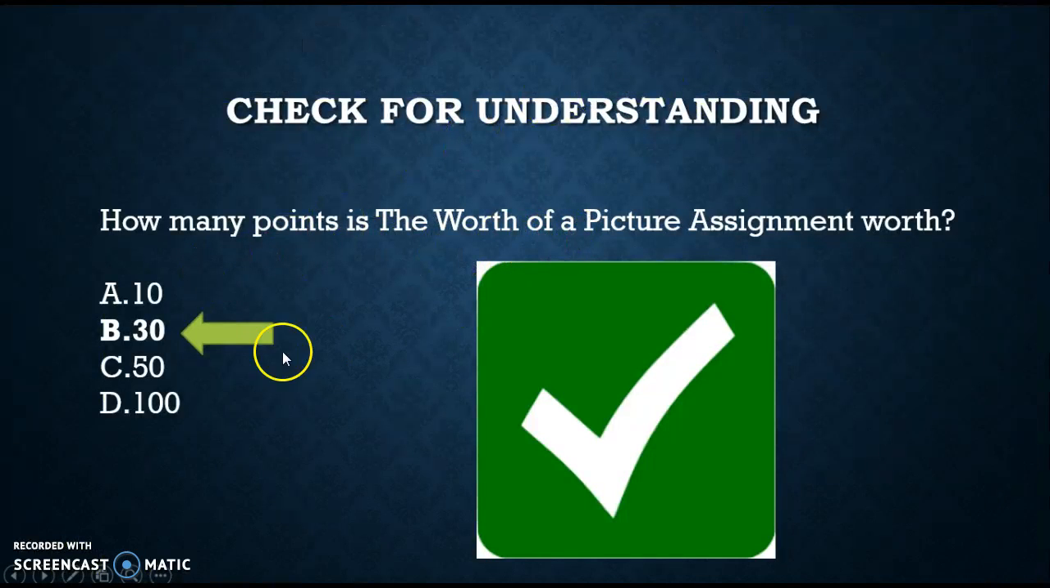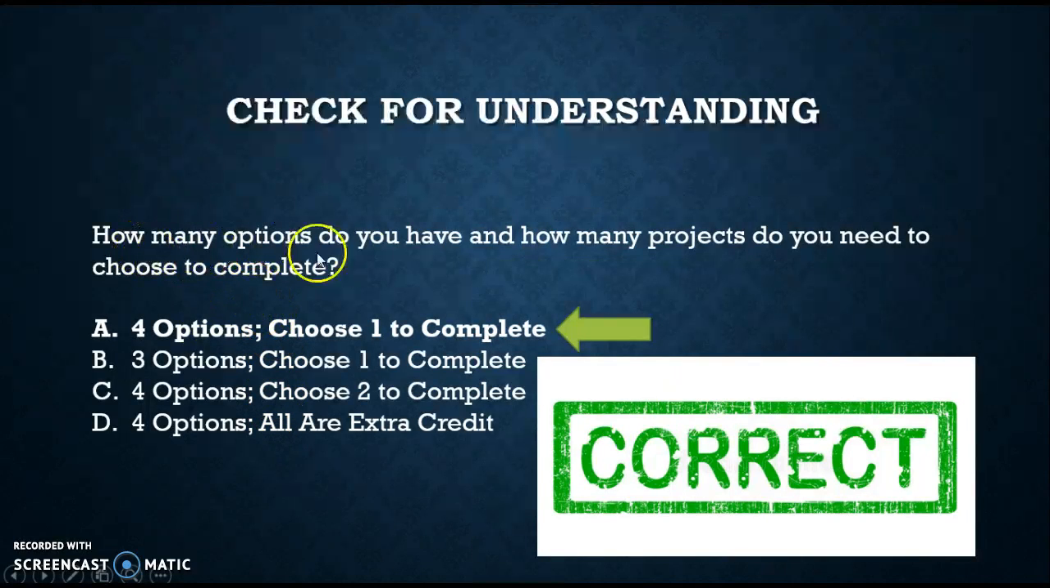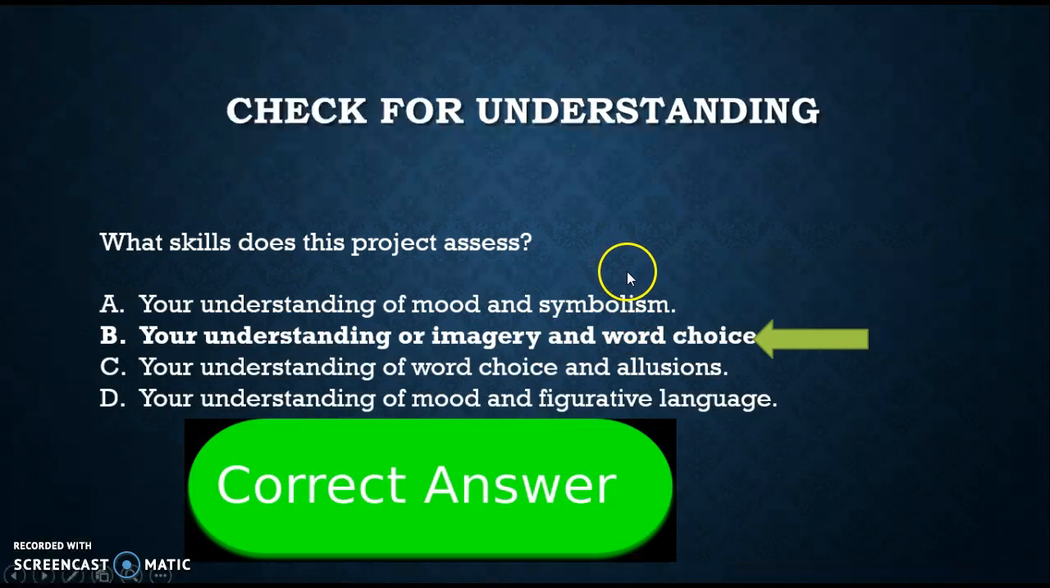How many points is this worth? 30 points. How many options do you have and how many projects do you need to complete? We're going to have 4 options. You can choose 1 to complete. What skills does this project assess? Your understanding of imagery and word choice.